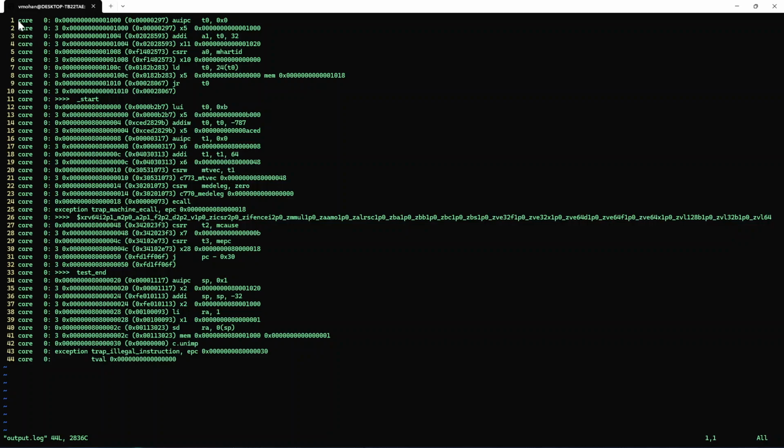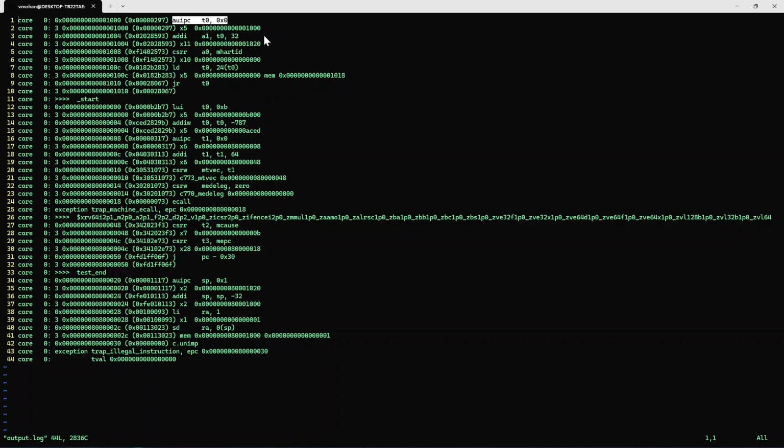Looking at the Spike output, the core ID is displayed in the first column. This is the core ID of the core that is executing the instruction. This is followed by the PC, the opcode, and the instruction mnemonic.